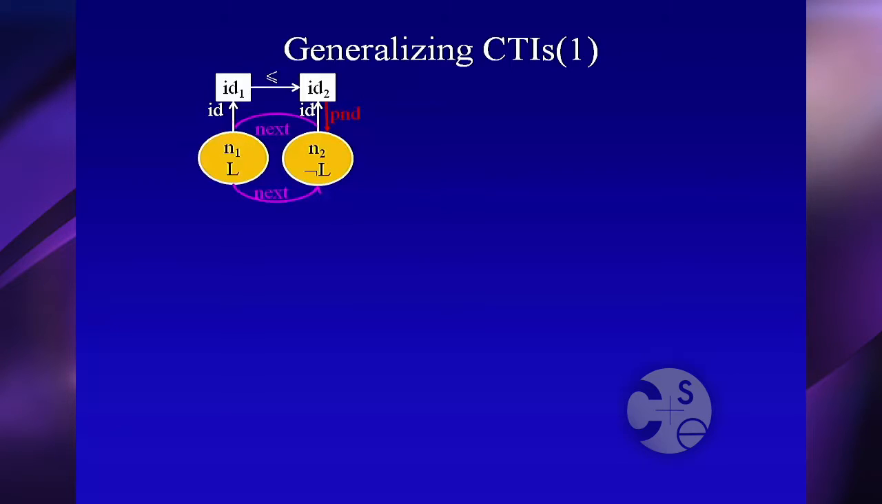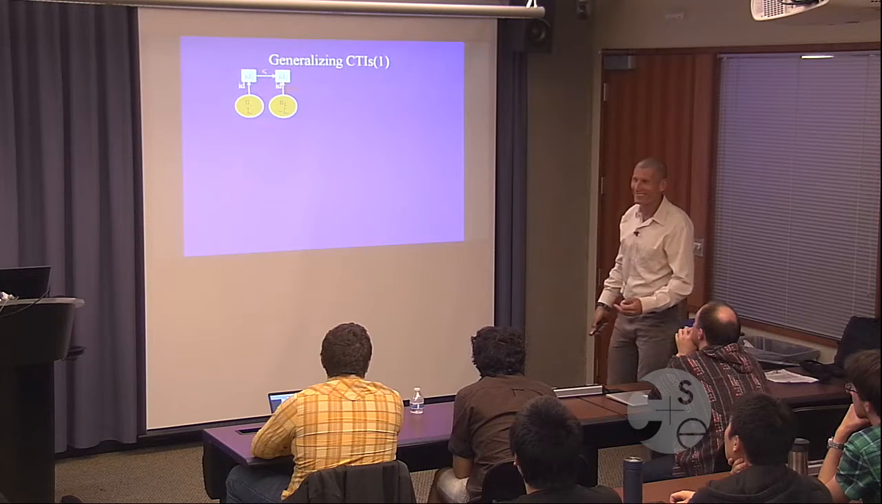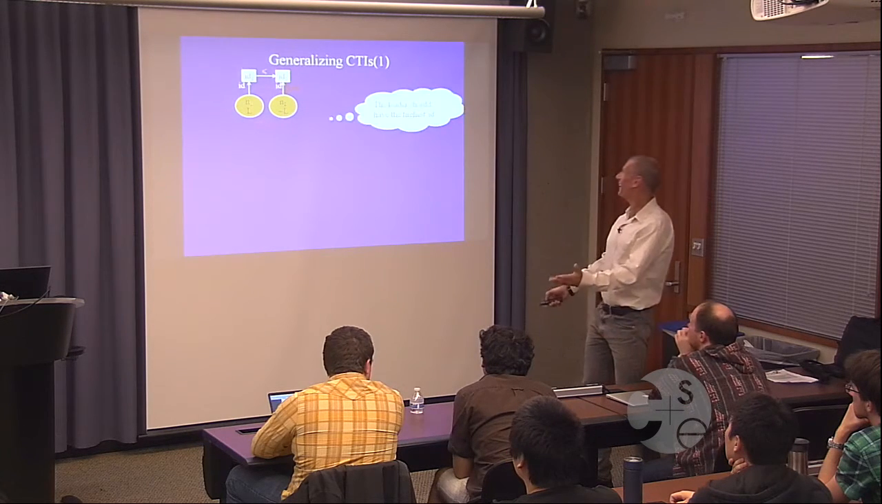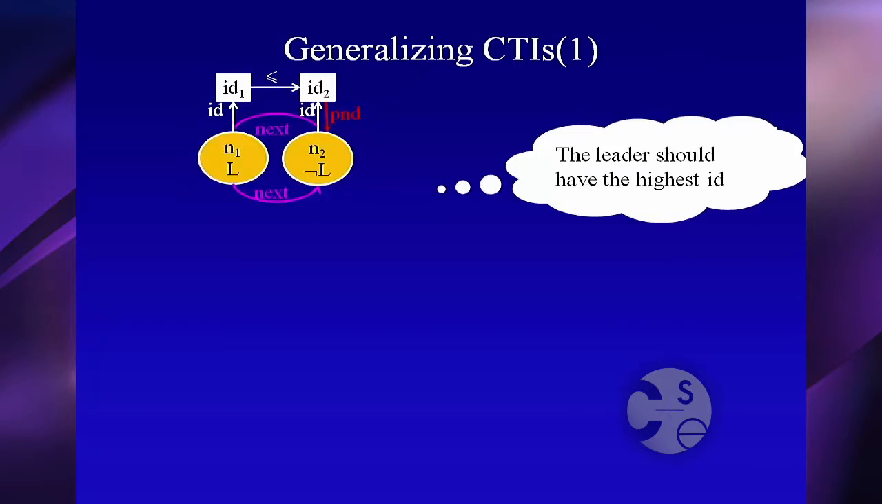The protocol I'm showing you, there are two nodes. One of them is a leader. The other one is not a leader. This is the topology. And this node has an ID. And the node which is, I already told you, almost the thing. Yes? The node with the smaller ID is the leader? Exactly. The leader should have the highest ID.